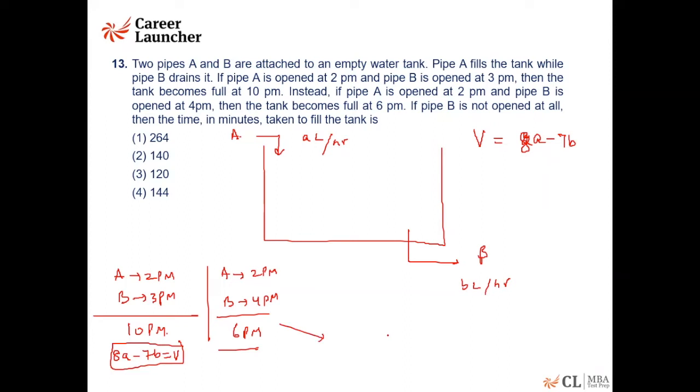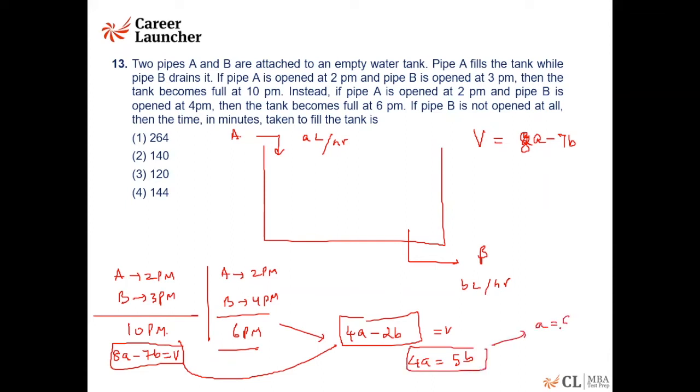This tells you that 4A minus 2B must be equal to the volume. So if I equate these two equations, I'll get 4A is equal to 5B. So let me assume A is equal to 5 and B is equal to 4. That would make it very simple now. We know that volume of the tank must be equal to 8A minus 7B. 8 into A, that is 40, minus 7 into B, that is 28. Let's say it is 12 liters.